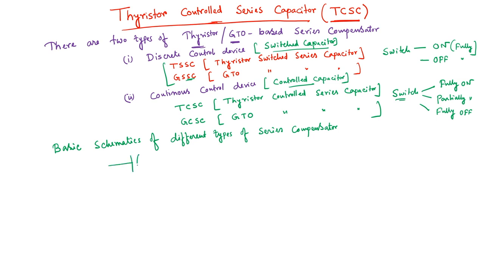We have a capacitor. We have a bidirectional switch. Okay. So, the symbol I have drawn is the specific type of switch, that is thyristor, you know. So, this is capacitor, this is bidirectional switch, and this scheme is TCSC, that is thyristor switched capacitor.